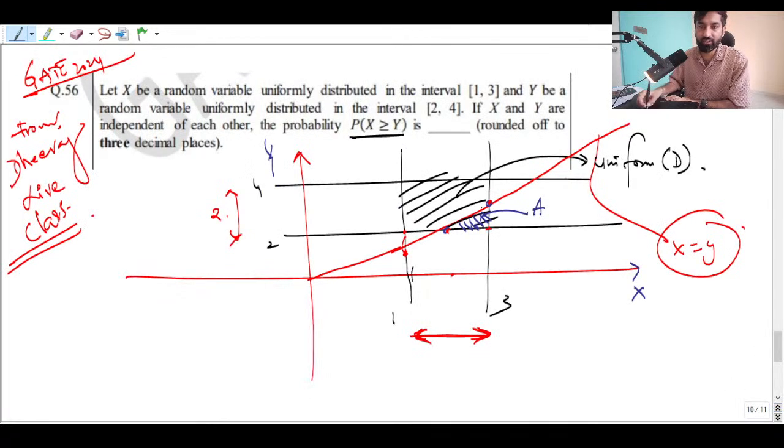What is the area of this region? This is a triangle, guys. This is 3, this is 2, so this gap is 1. And this is 3, the gap is 1. So the area of A is going to be 1 by 2 into 1 into 1, which is 1 by 2.